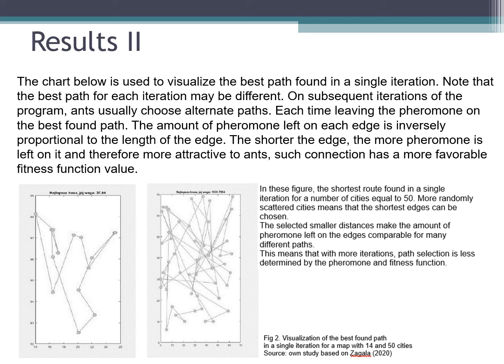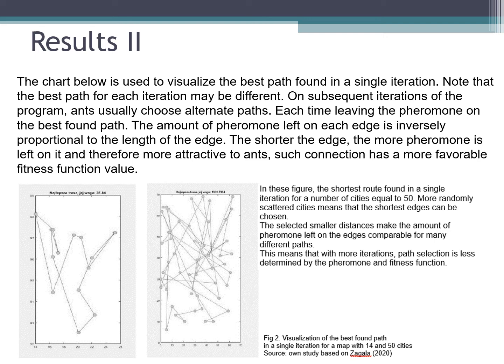Such a connection has a more favorable fitness function value. In this illustration, the shortest road found in a single iteration for a number of cities equal to 50, and also the best found way in the iterations for the 14 cities. More randomly scattered cities means that the shortest edge can be chosen.